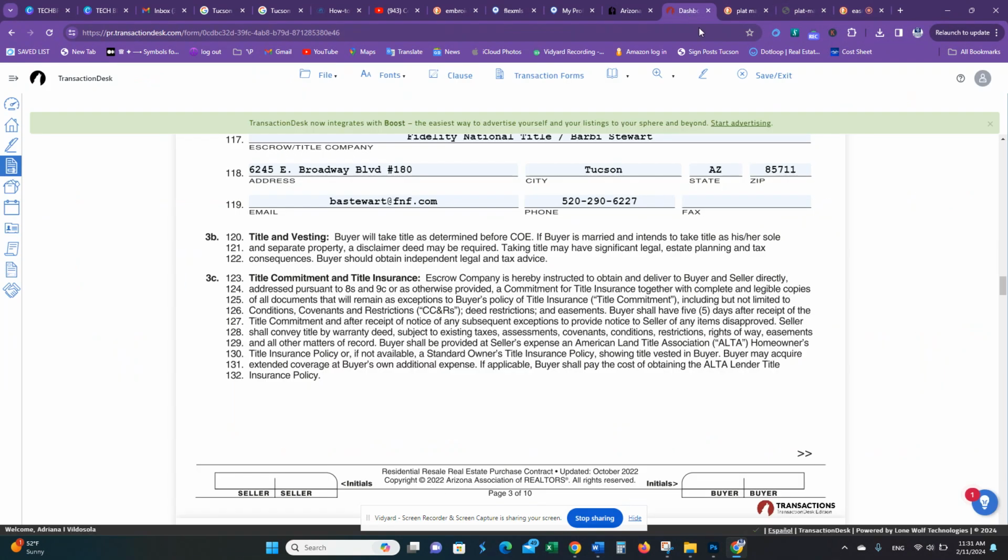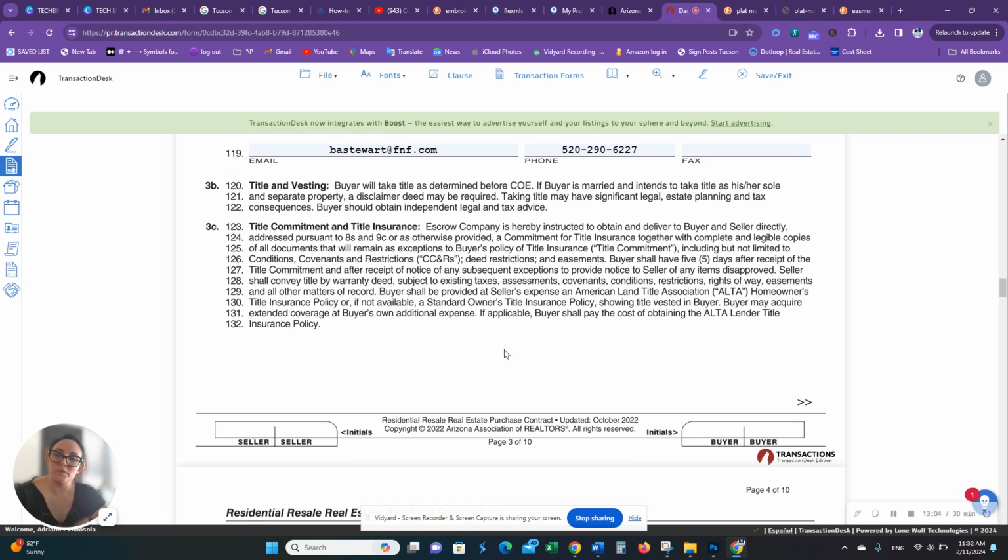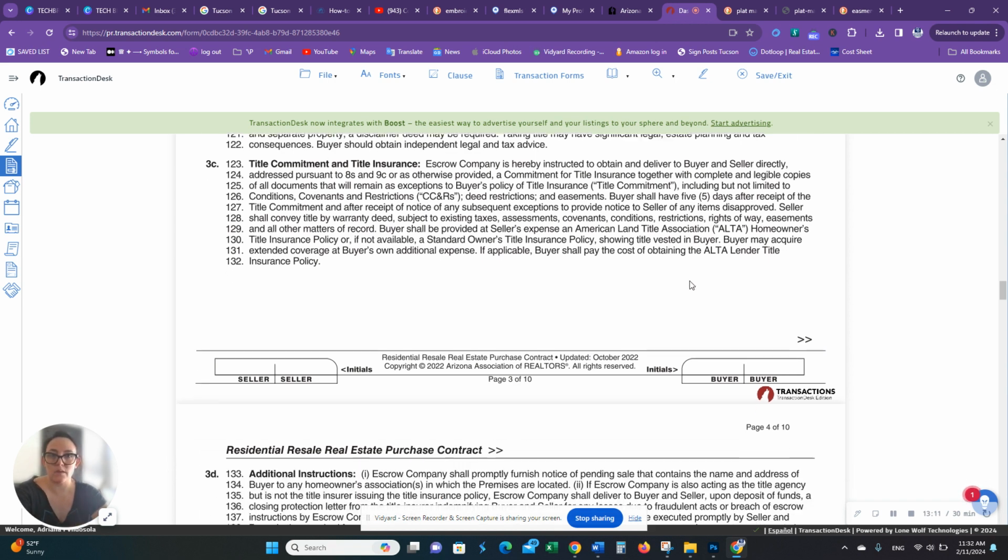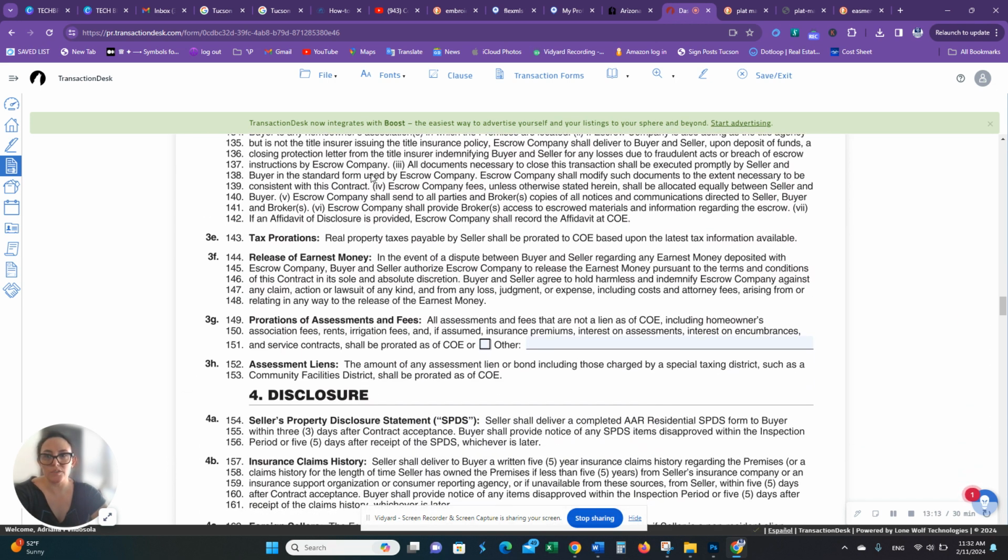Okay, so that's why that's important. That's an important part of this section. And all of this mumbo jumbo that most of us don't understand, that is what it's talking about. Those are the documents that it's talking about. The CC&Rs, the title commitment, additional instructions.